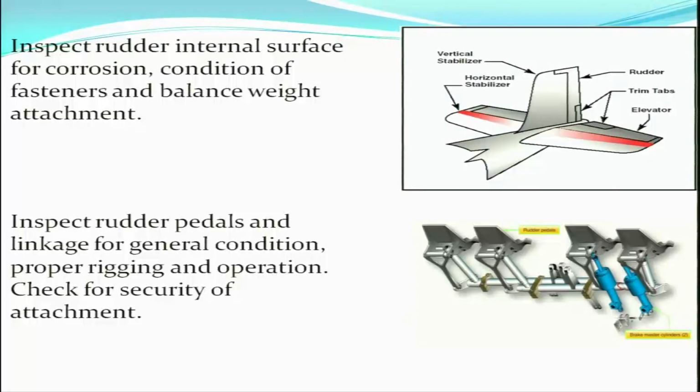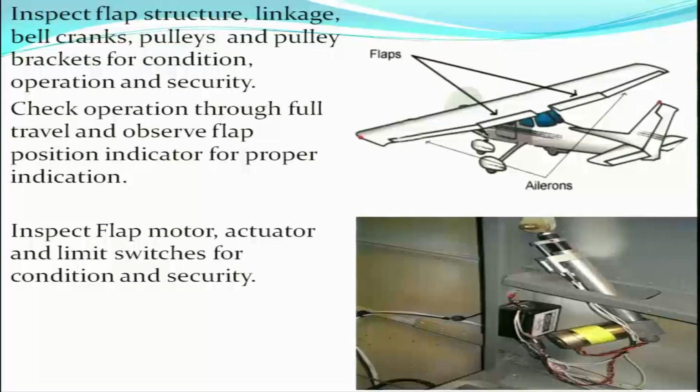Inspect rudder pedals and linkages for general condition, proper rigging and operation, check for security of attachment. The rudder pedals are inspected for general condition, for proper rigging and operation and security of attachment. The flap structures, the linkages, ball cranks, pulleys, pulley brackets are checked for condition, operation and security.